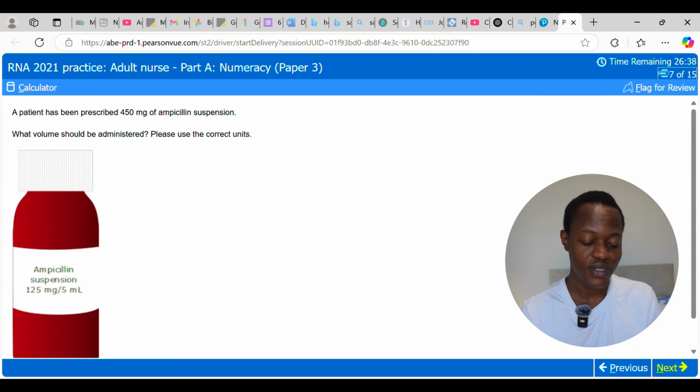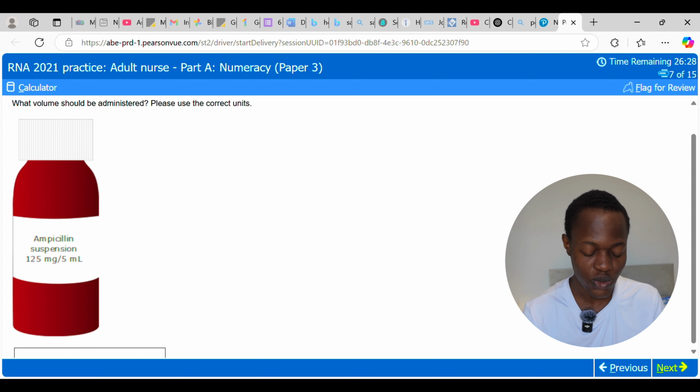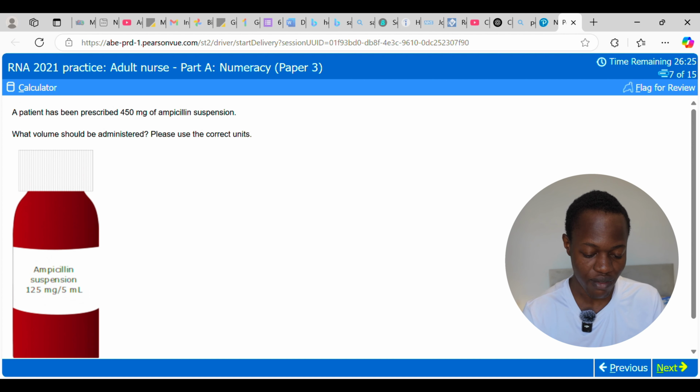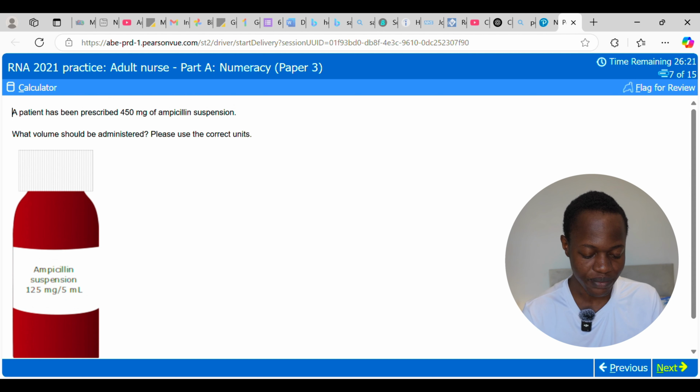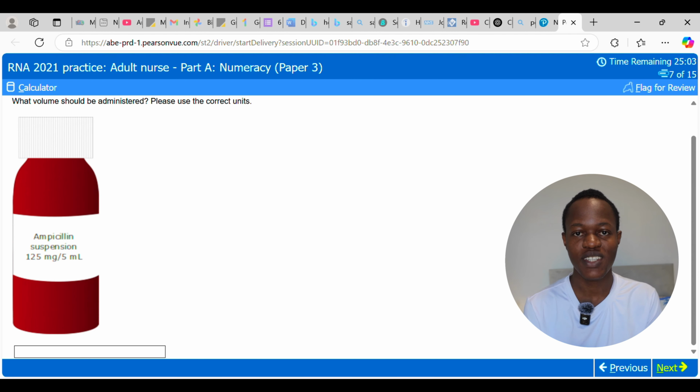A patient has been prescribed 450 mg of ampicillin suspension. What volume should be administered? Please use the correct units. 125 mg equals 5 ml. So how many ml gives us 450 mg? So again, we just go ahead and do cross multiplications. Now I have done my calculations and I have arrived at 18 ml.